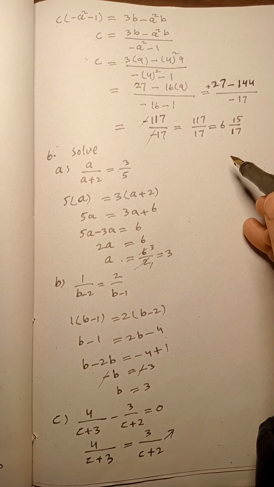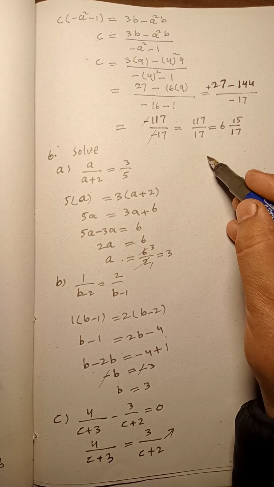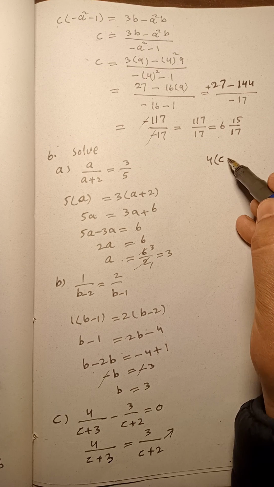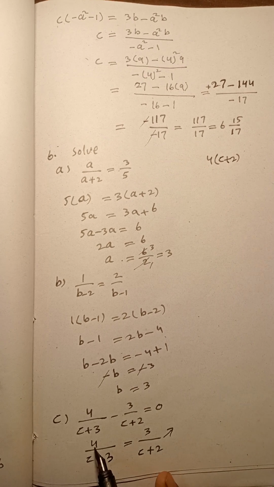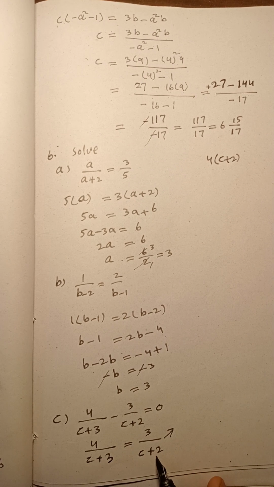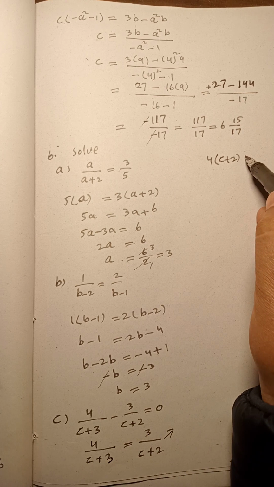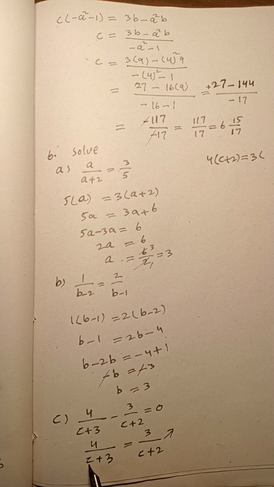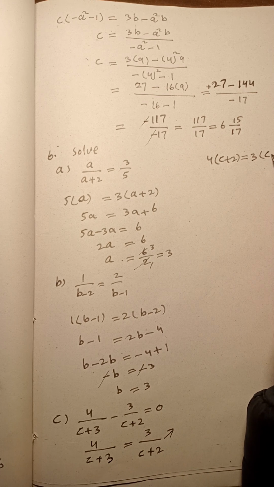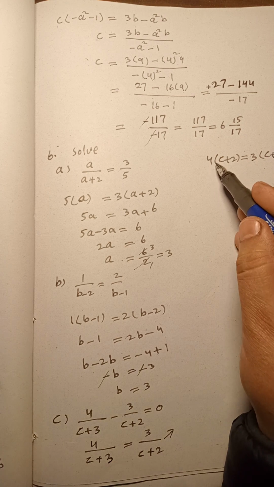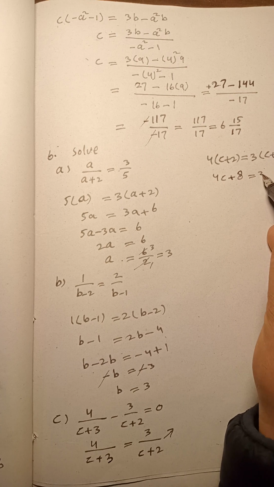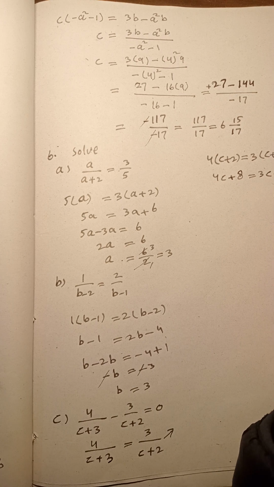I am writing them here. To cross multiply, 4 into c plus 2, this 4 will be multiplied by this one, c plus 2, and equal sign, and the 3 will be multiplied by this one, c plus 3. It is our cross multiplication. 4c, 4 2s are 8, 3c, 3 3s are 9.